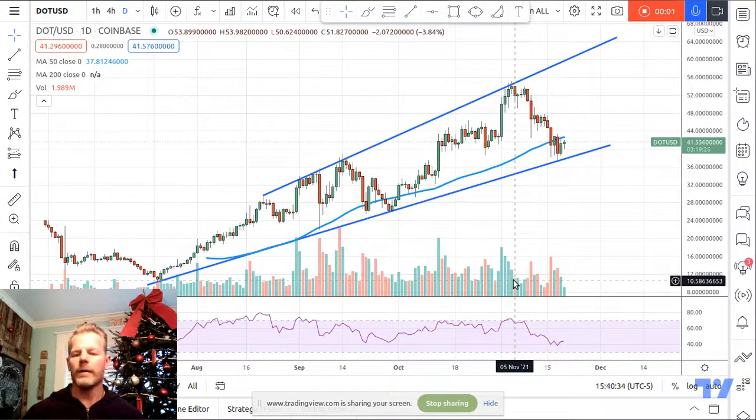Good afternoon, traders. I'm going to do something a little bit different today, other than my normal analytics and price projection. I'm going to tell you how to trade a pattern. This one is on Polkadot.USD. And I found the megaphone pattern here, and I thought this is perfect for educational purposes.